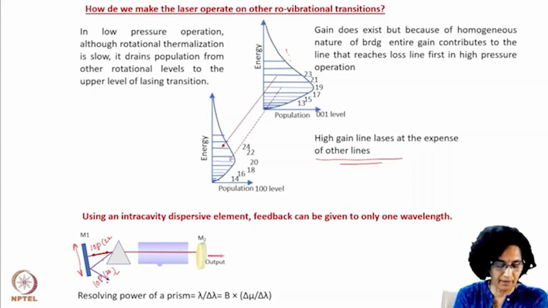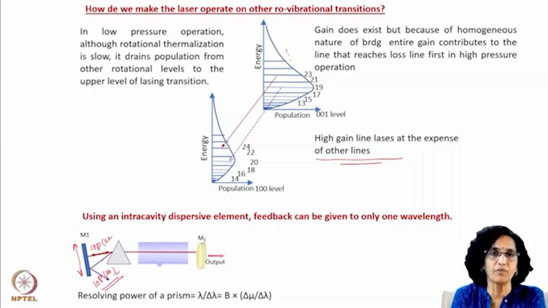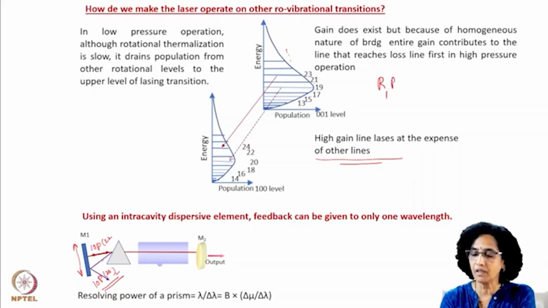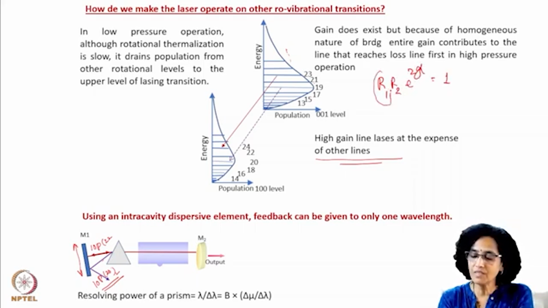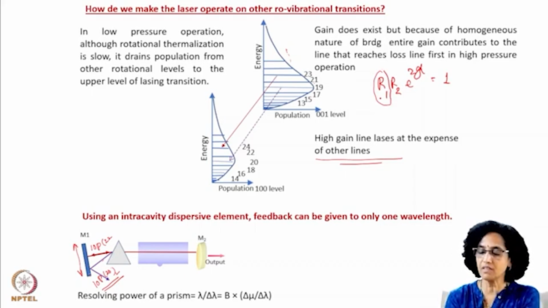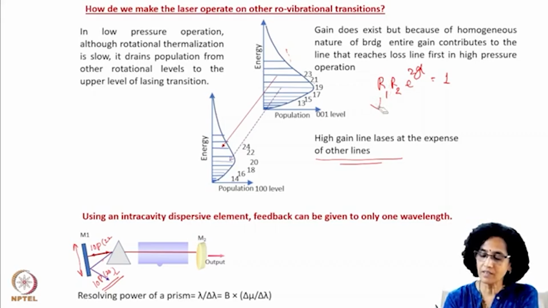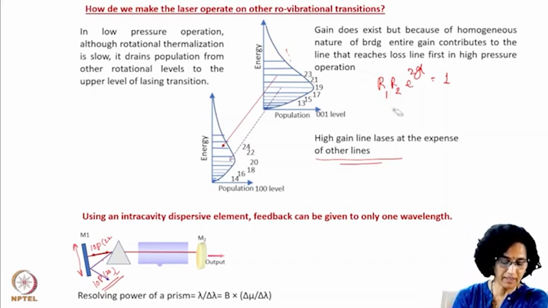So in this case, what is happening? There is no cavity at all formed for 10P20. So although 10P20 has high gain and population inversion is there, in the cavity it is not getting feedback. Its threshold condition will not be met. What is the threshold condition? We have R1 R2 e raised to 2gL equal to 1. So we need a reflecting mirror, and this doesn't exist for 10P20. So in that case, 10P20 doesn't get feedback, whereas 10P22 is being given feedback.